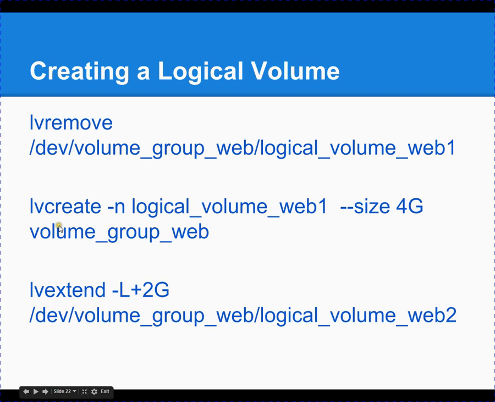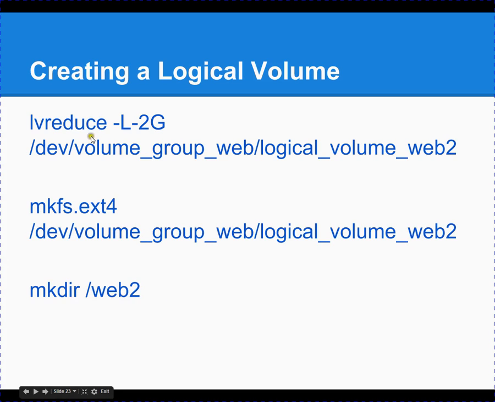Okay, so if we wanted to extend one, we would basically use lvextend -L, and -L is just an option, and then you put plus and then the amount of space you want to extend it by. And if you wanted to reduce it, it would be pretty much just the opposite. Okay, at this point we're ready to make a file system.